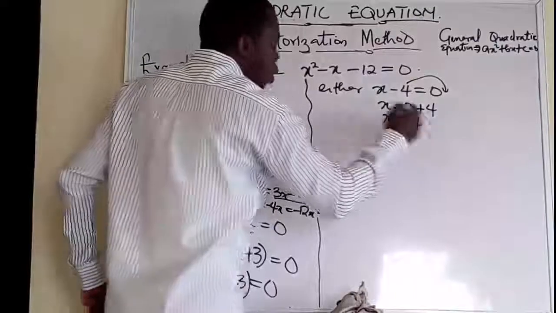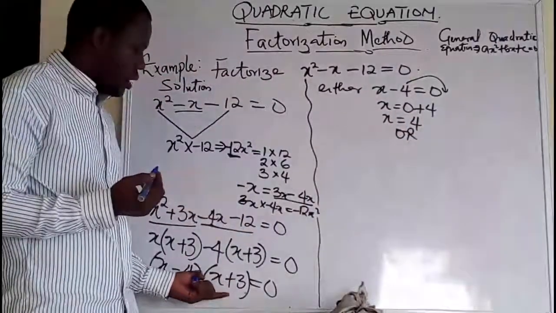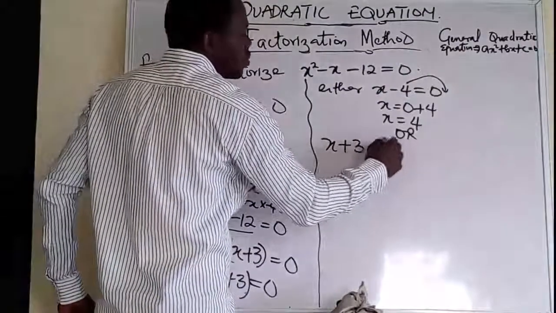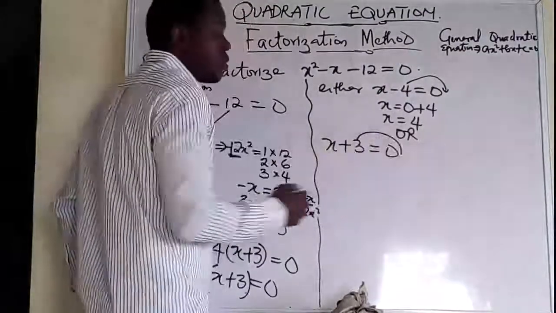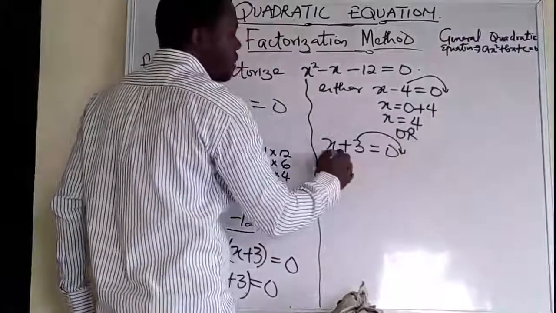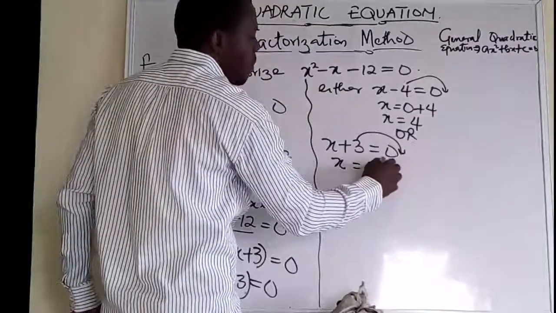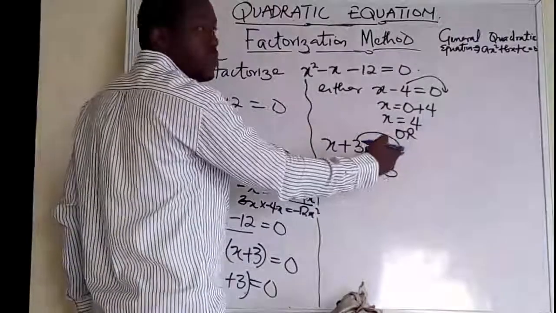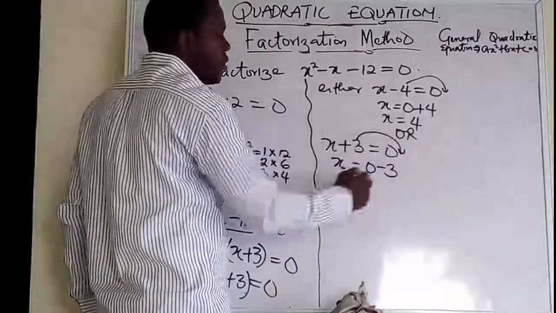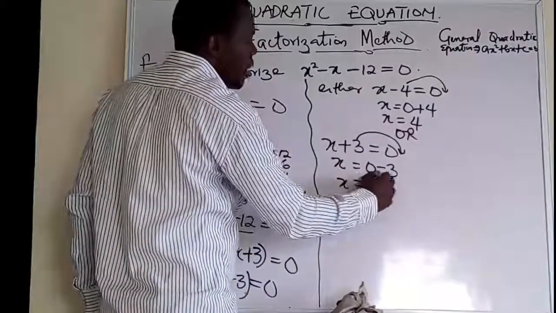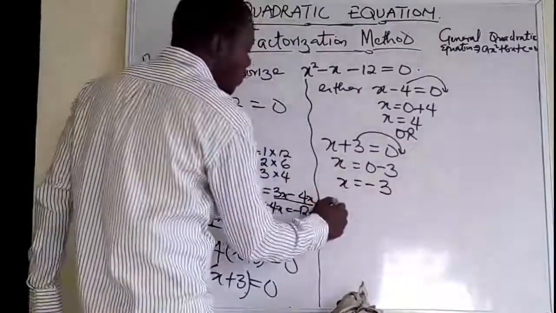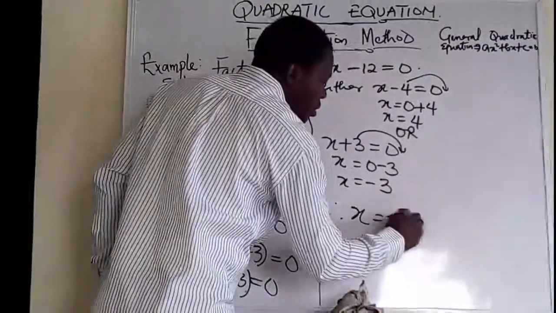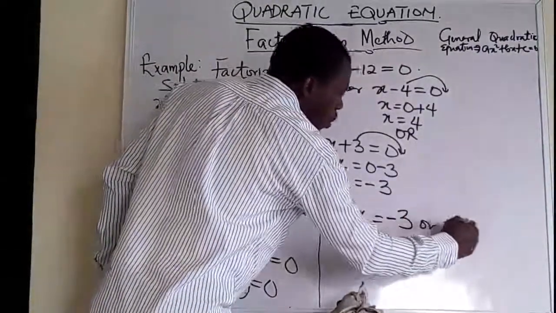Or, the second condition, this one equals zero, that's x plus 3 equal to 0. We do the same thing. We transfer this one to this side, and when we transfer it, we have x equals 0 minus 3. Why is it minus? Because plus here, when it's crossing the bridge, will change to minus. And we have x equals minus 3. So therefore, the value of our x will be equal to minus 3 or 4.